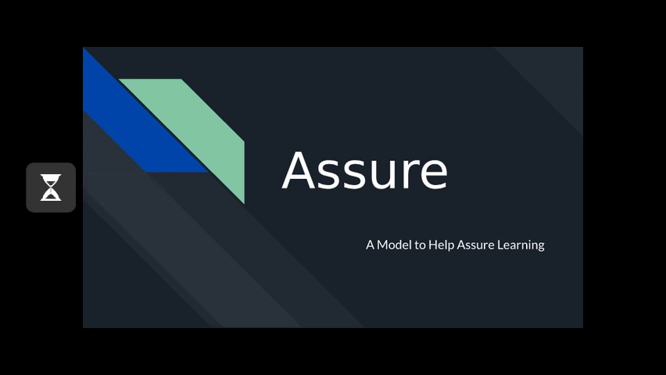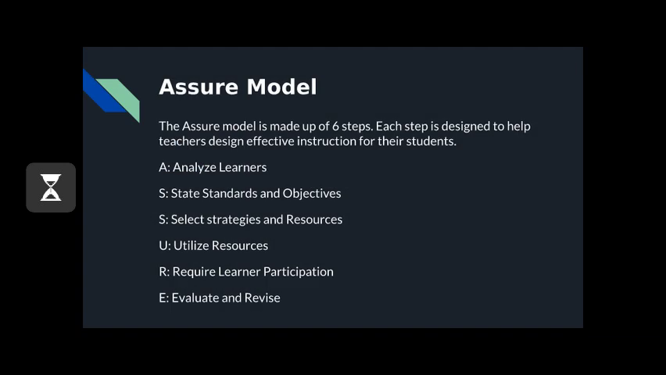We are going to be talking about ASSURE, which is a model used to help assure learning. The ASSURE model is made up of 6 steps. Each step is designed to help teachers design effective instruction for their students. ASSURE stands for Analyze learners, State standards and objectives, Select strategies and resources, Utilize resources, Require learner participation, and Evaluate and Revise.